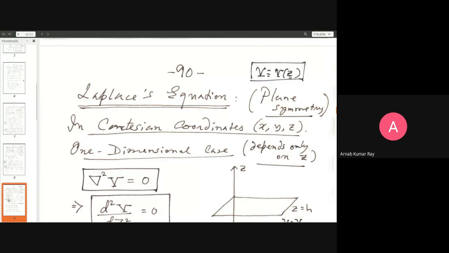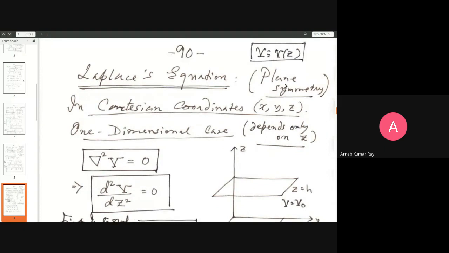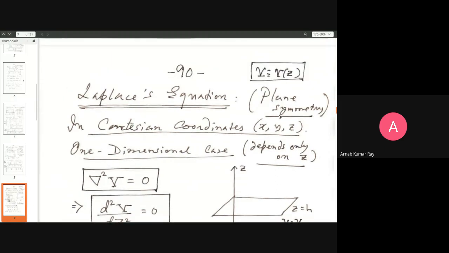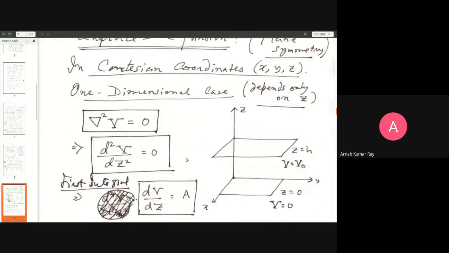So V is a function of Z. In the most general sense, by the way, V can depend on X, Y, and Z, but that requires a whole lot of complicated mathematics, which are not really a part of your syllabus. Also, if you work with the one variable dependence, you will at least get a clear understanding of the basic principle of solving Laplace's equation. So here you have chosen only dependence on z. It could have been x or y, doesn't matter, but only one variable. So here we have just chosen z.